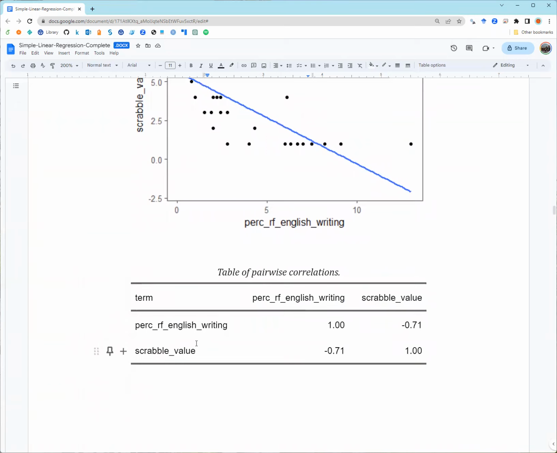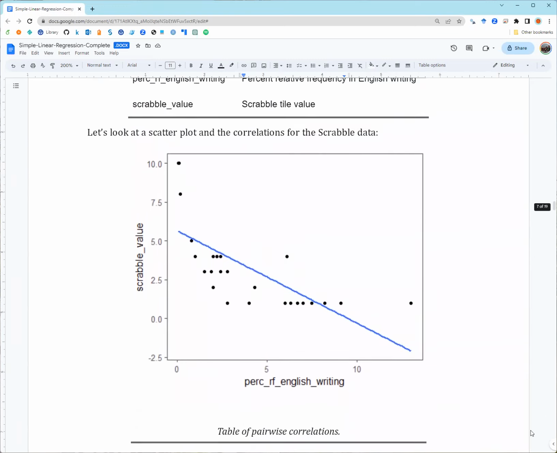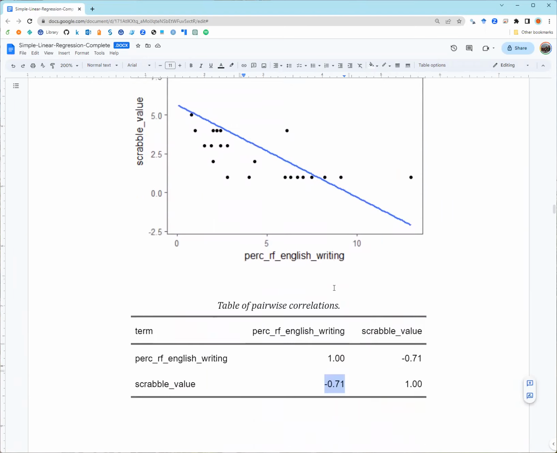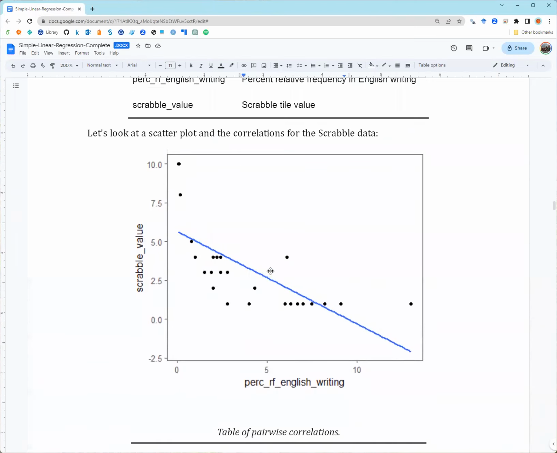Here is the table of pairwise correlation coefficients. We only have two variables in this data set, Scrabble point value and relative frequency in English writing. We have a correlation of minus 0.71. Okay, so there's a negative. This indicates that there's a negative linear relationship between the two variables. And we can see that that seems somewhat true from the scatter plot as well. So it's always good to pair the correlation coefficient with a visualization to make sure it's a linear or straight line relationship.